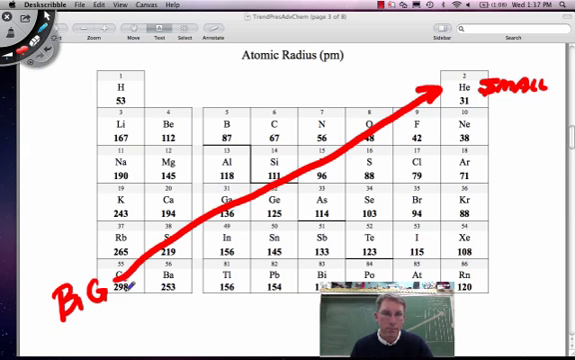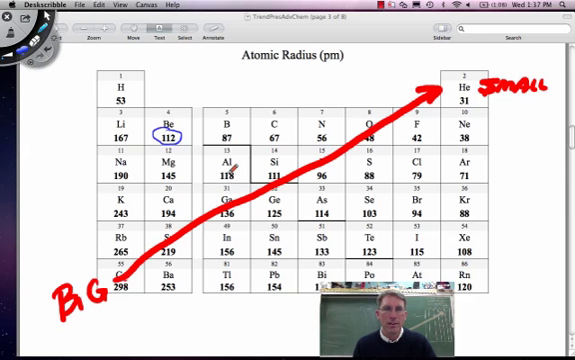So is that true? 298, 219, 136, 96, 42, 31. It's perfect. So if we go the other direction though, let's take a look at this. I want to show you what's happening as we head the opposite direction. So let's take beryllium for instance.